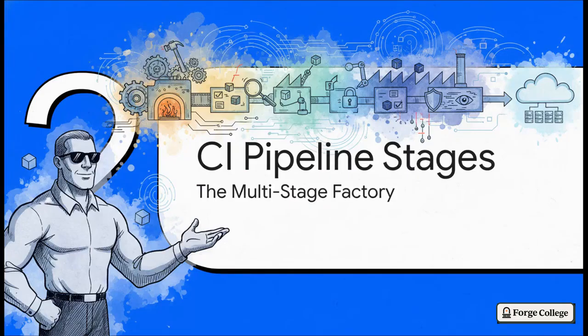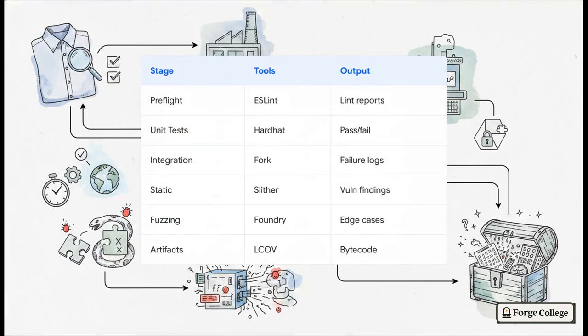Moving to section 2, the CI pipeline stages. The multi-stage factory. Because our automated bouncer doesn't just do one quick pat down, right? It actually runs your code through a highly rigorous, multi-stage factory testing line. Let's map out these discrete stages.